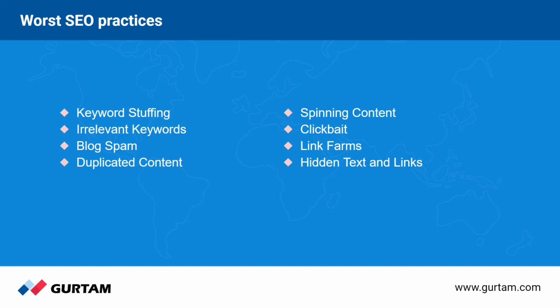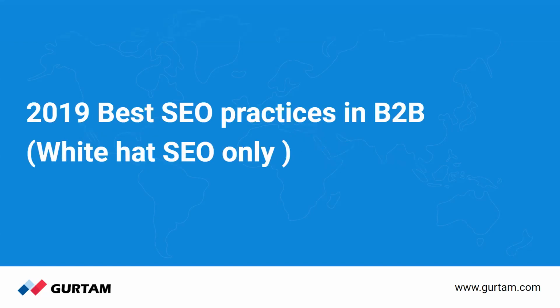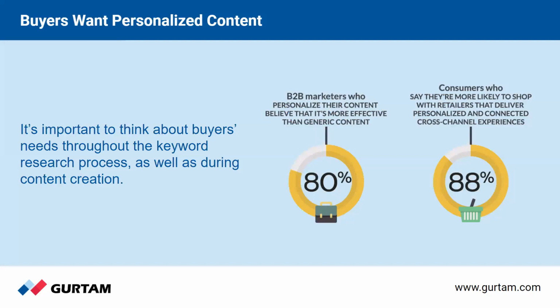So now we are heading to best SEO practices in B2B, white hat SEO only, not black hat SEO methods. First of all, personalized content. It is very important nowadays, especially for B2B, to think about your customers. You need to go through keyword research and create content that is unique and healthy for your website. This means that your SEO team or your marketer needs to guide content marketing strategies that focus on content which speaks directly to your buyer's pain points.